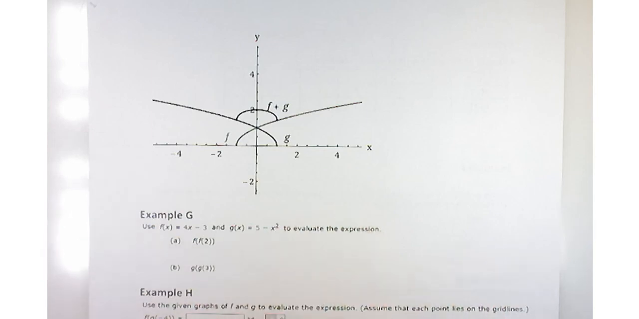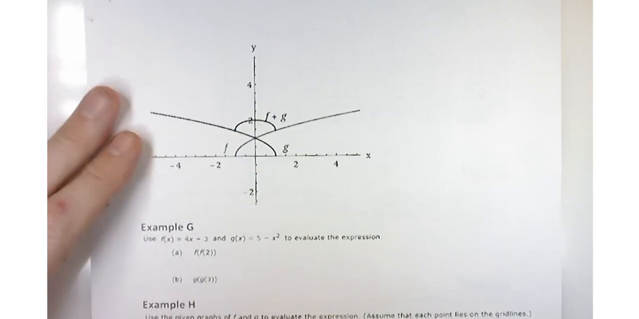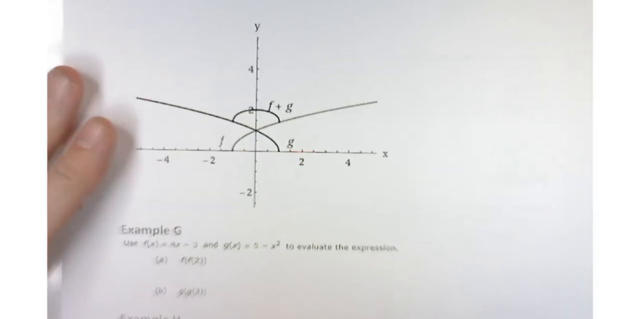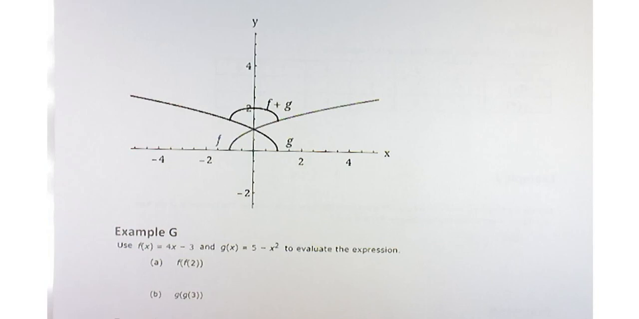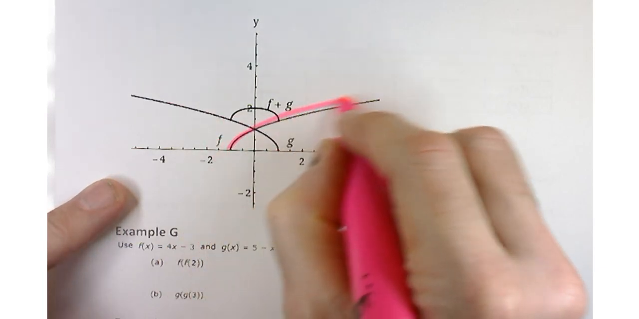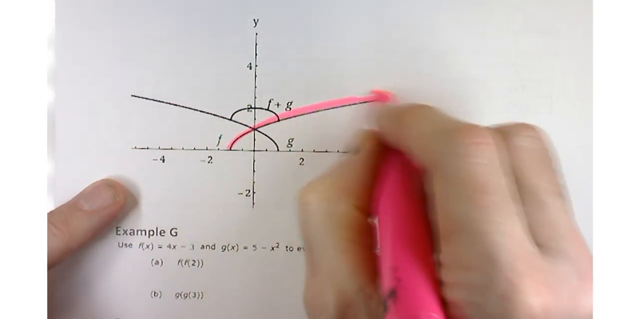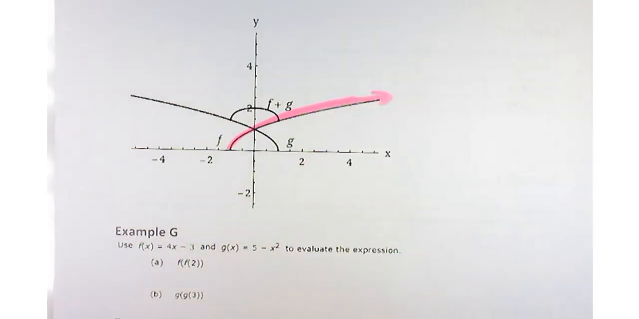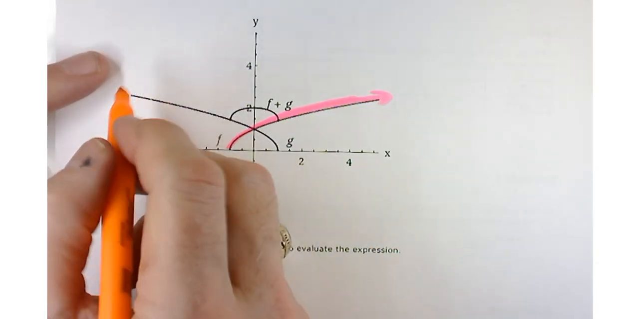I'm going to skip down to example F, and then we're going to come back and look at example G. So example F is more addition of functions. So here's your function F, which goes out to the right like this. And then you got a function G, it's on the next page.